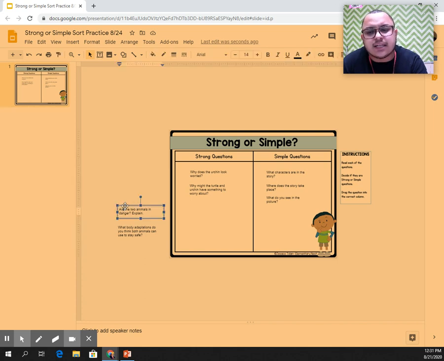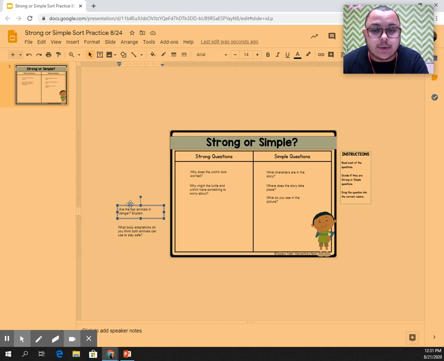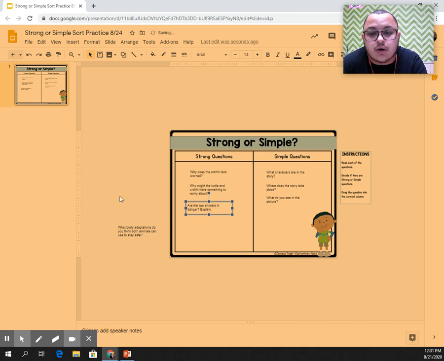Are the two animals in danger? Now, if the question was just, are the two animals in danger, that would be a simple question because you answer yes or no. But this question is asking you to explain. So you're going to have to say yes or no and tell why these two animals are in danger or why they're not in danger, which is going to require you to dig deeper into the text to try to figure that out, which means that is a strong question.